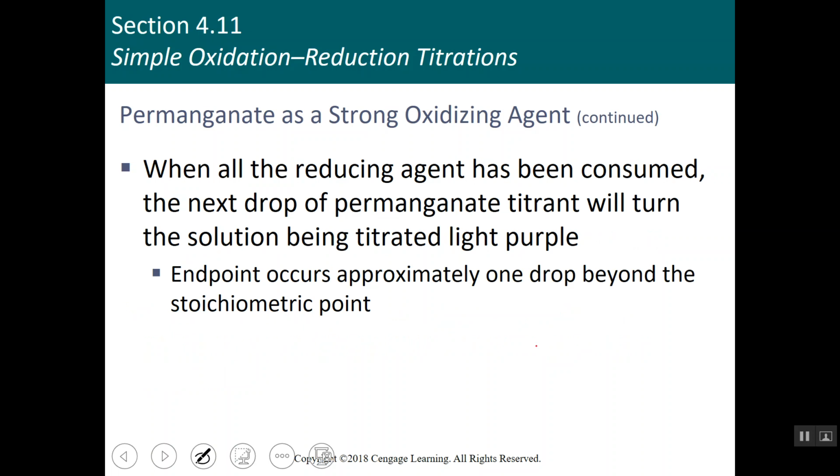In this particular example, at your end point, you'd start out colorless, and then when you added just an extra tiny little bit of potassium permanganate, you would see a light purple color in your solution. Okay, so that concludes lesson 4.10. Before we take the next exam, we're going to look at a chapter on gases.